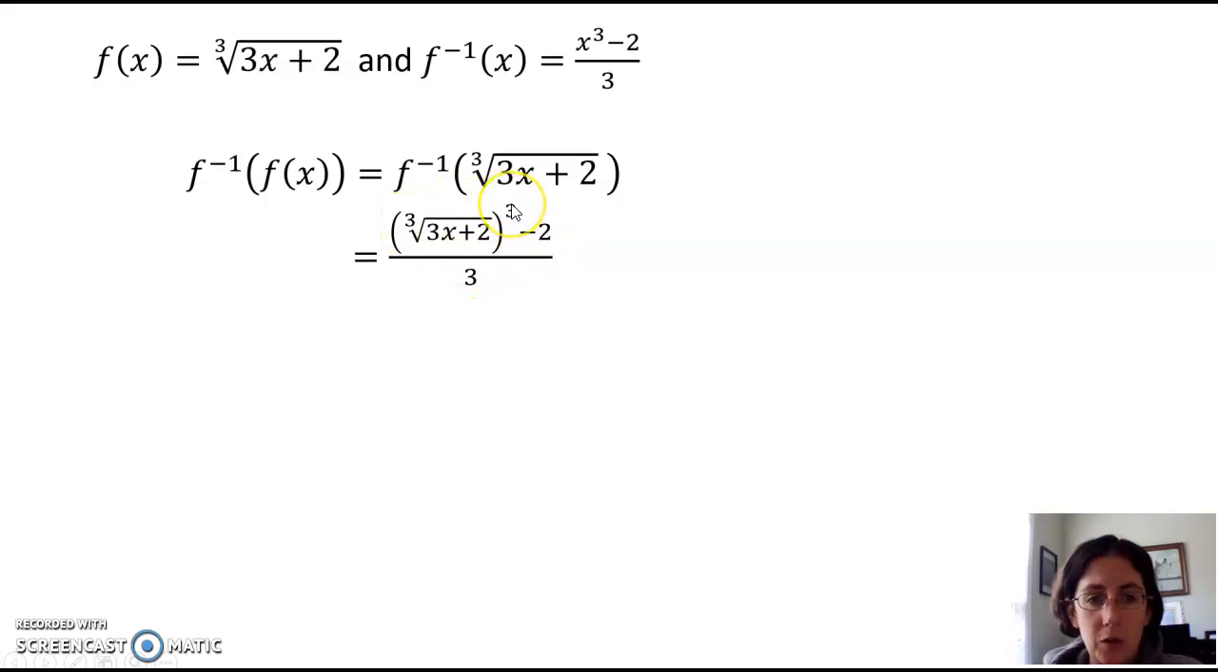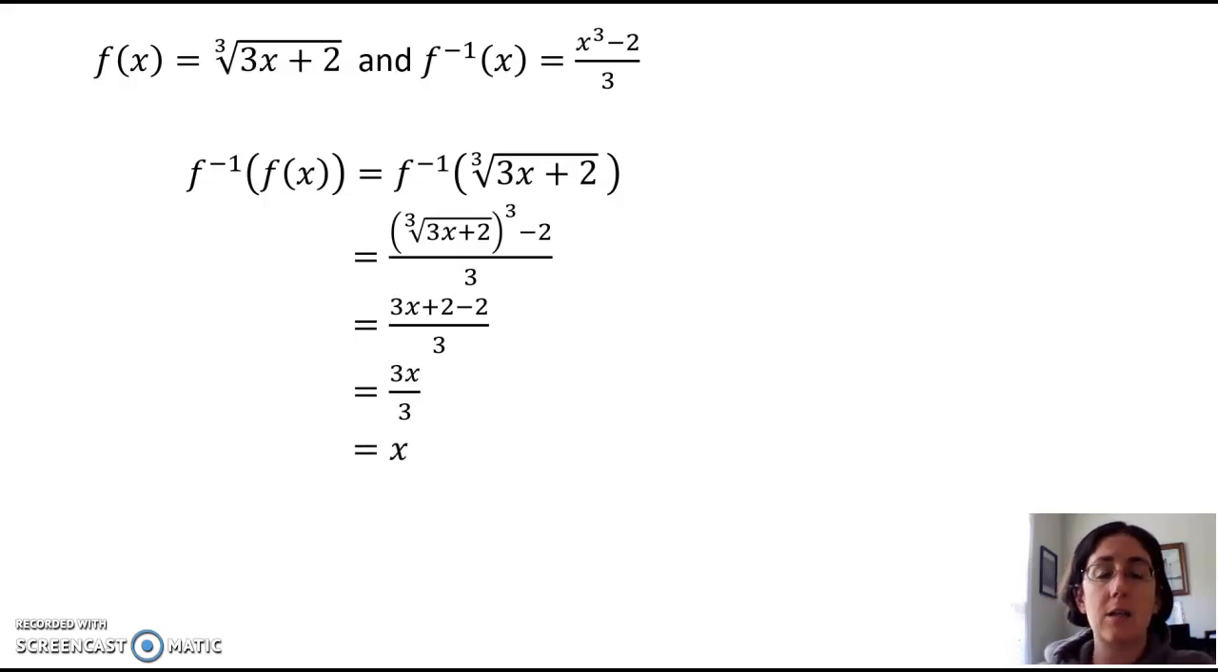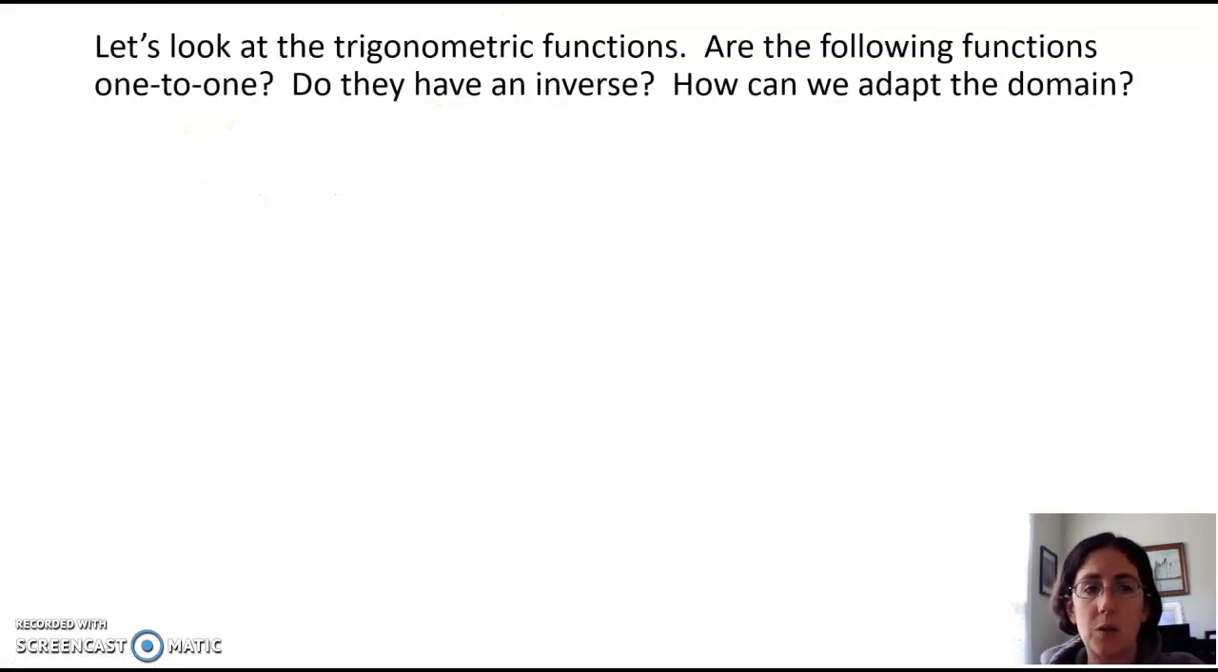Now this cube root and cube are going to cancel. This plus 2 and minus 2 are going to cancel. And now the 3's are going to cancel, and we are left with x. So we are able to show that that is truly the inverse function to this function f here. So now let's apply it to our trig functions. Let's look at our trig functions sine, cosine, and tangent.